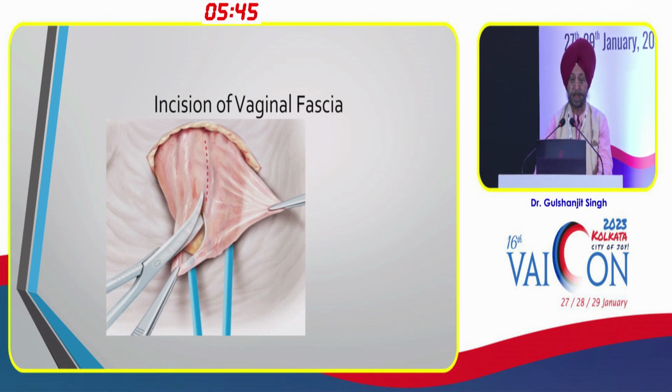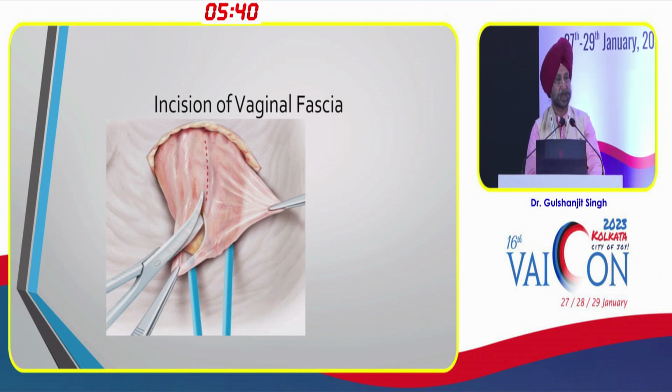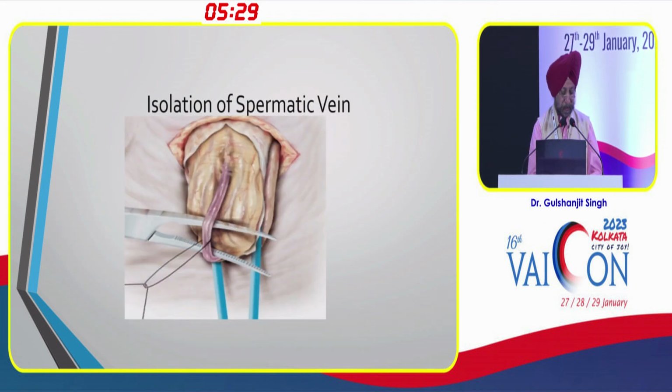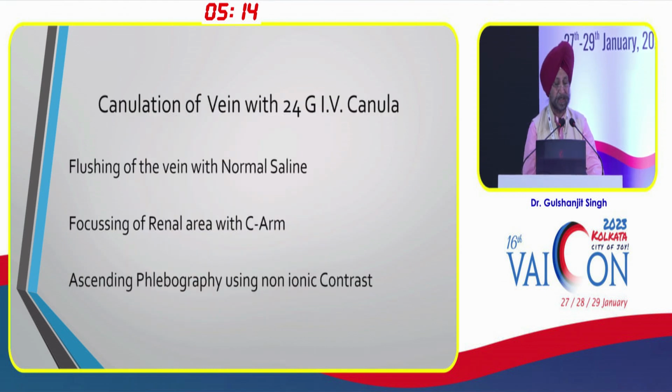Then we give an incision in the vaginal fascia and extend the incision. After we give the incision, we see a lot of fat, and the veins lie posterior to the fat. So then we isolate one of the spermatic veins. After we have isolated the vein, we cannulate the vein with a 24 gauge IV cannula.